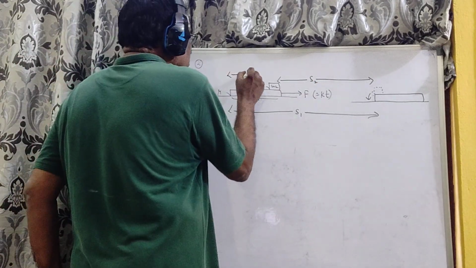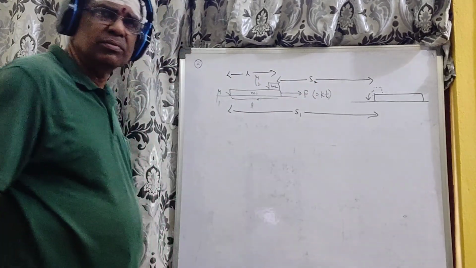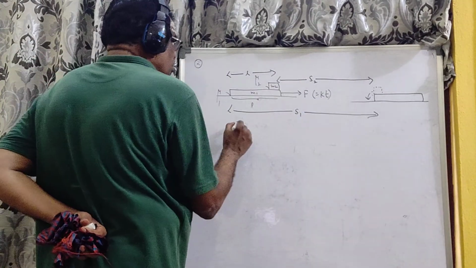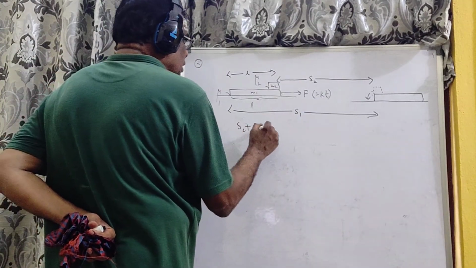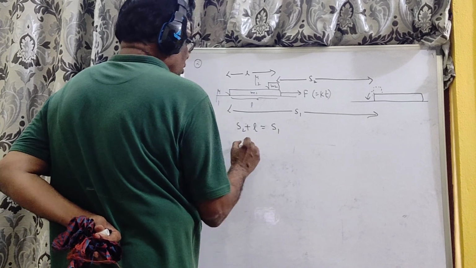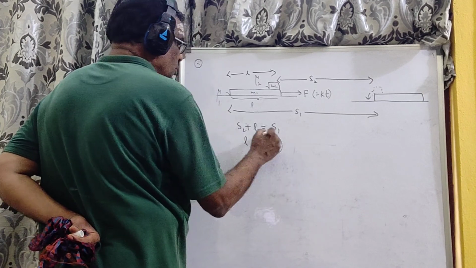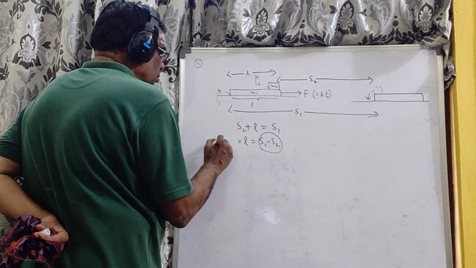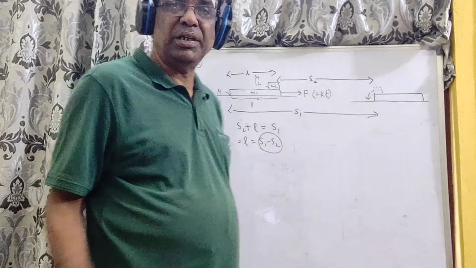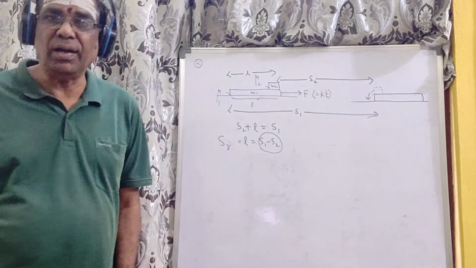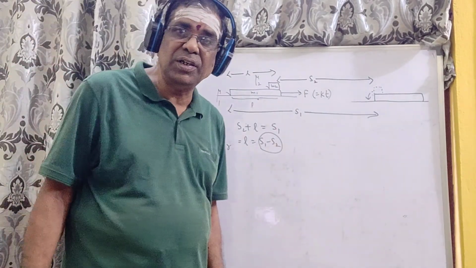And you know that this is L. So how do you write S2 plus L is equal to S1? And this is what I'm saying as relative displacement for the body to fall off. I hope this is clear to you now.